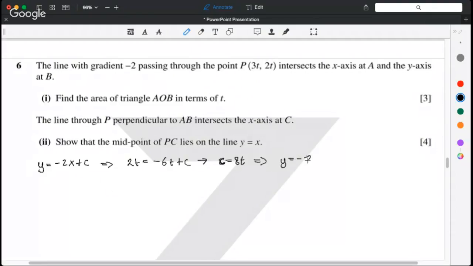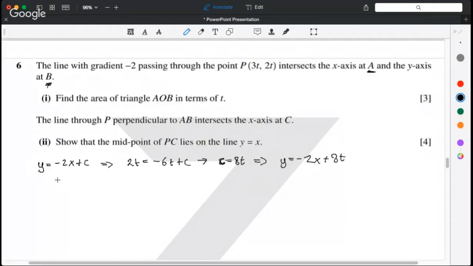y is equal to minus 2x plus 8t. Well, all well and good. So now we can get information about this curve. Actually, we don't really need to draw it. We know that A is the x-intercept and B is the y-intercept of this line.